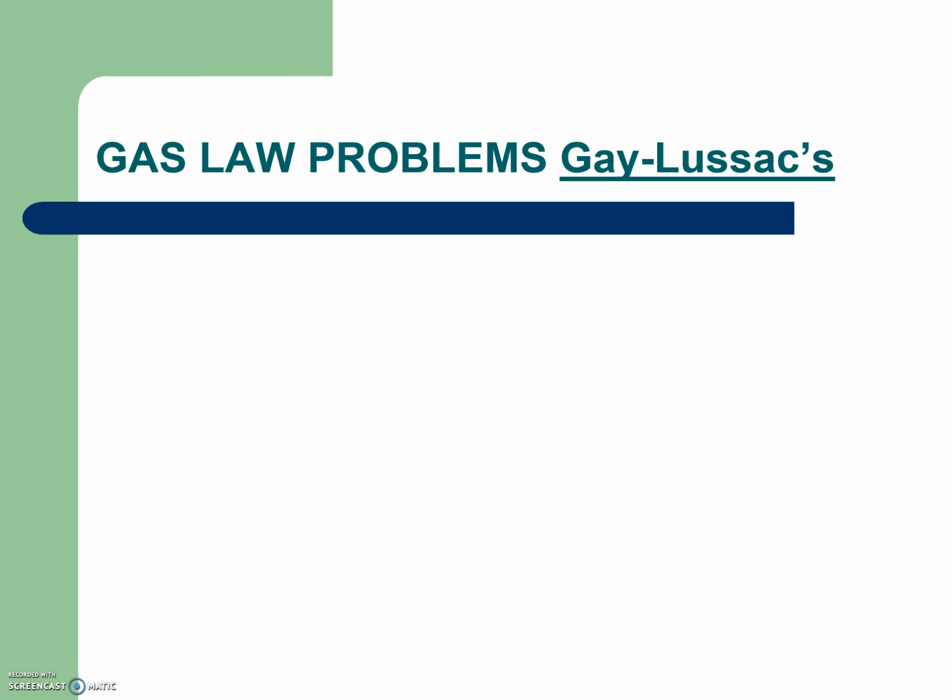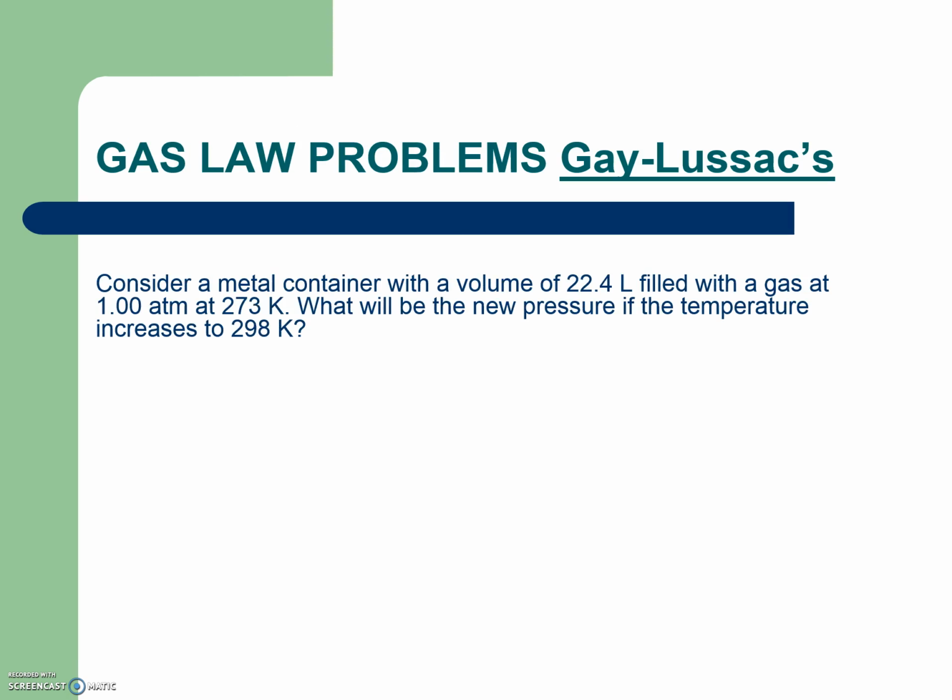Now, looking at some of our basic gas law problems, we're going to start looking at things that have a little bit longer sentences. Consider a metal container with a volume of 22.4 liters filled with a gas at 1 atm at 273 degrees Kelvin. What will be the new pressure if the temperature increases to 298 Kelvin? The tricky thing about this one is I gave you a volume, a pressure, and a temperature, and a new temperature. So what variables am I dealing with?